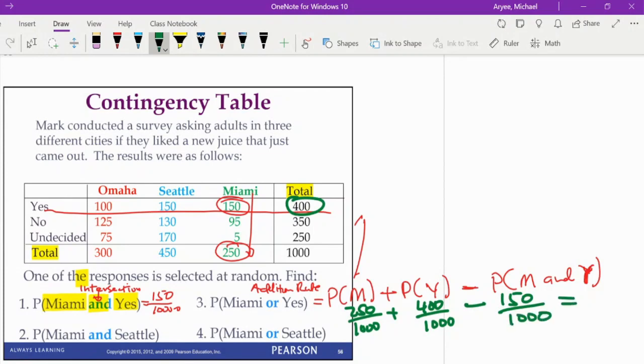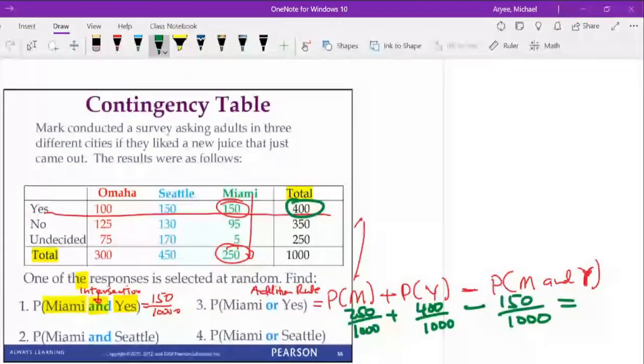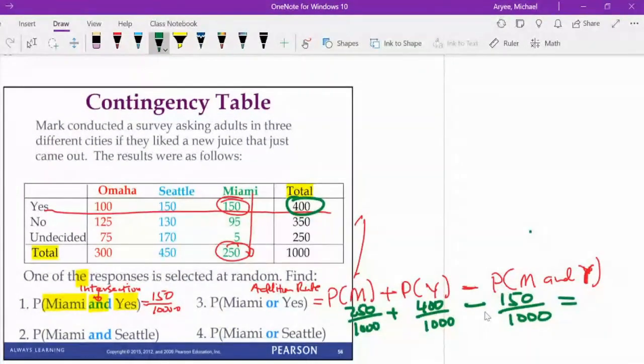And then I work out the final answer. Is that 500 over 1000? I don't know. It looks like. So you know how all problems come in.